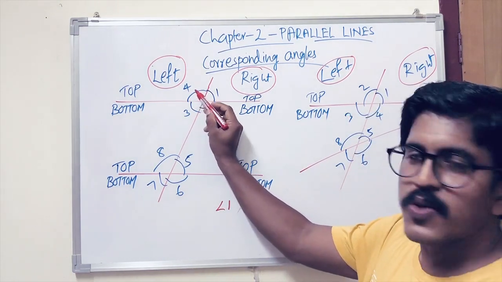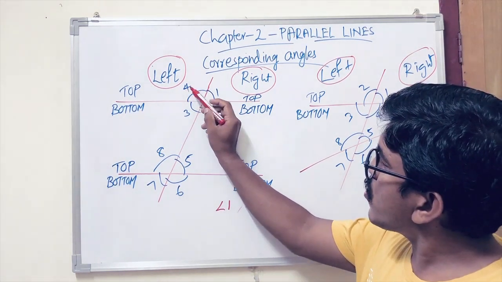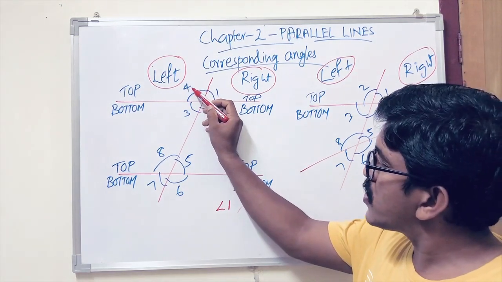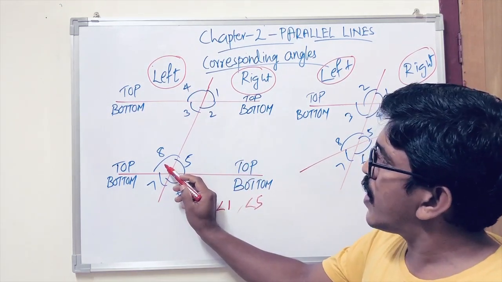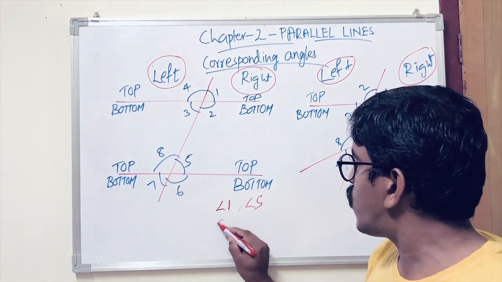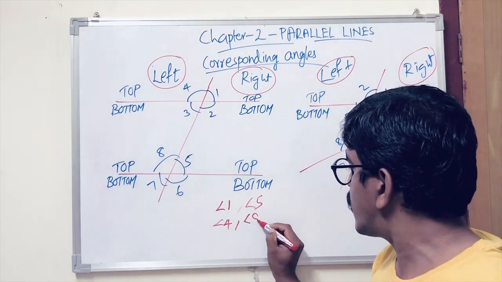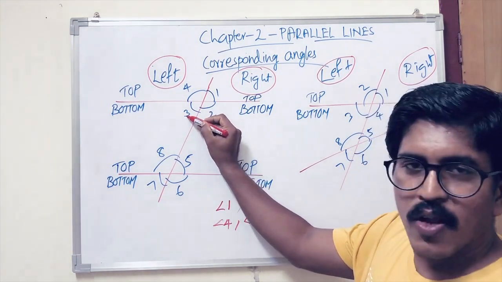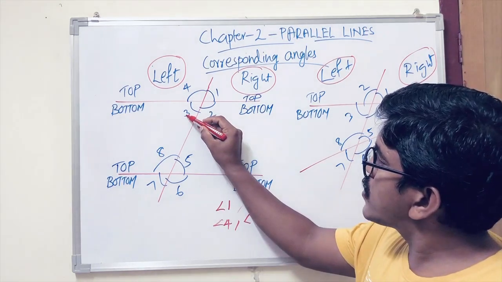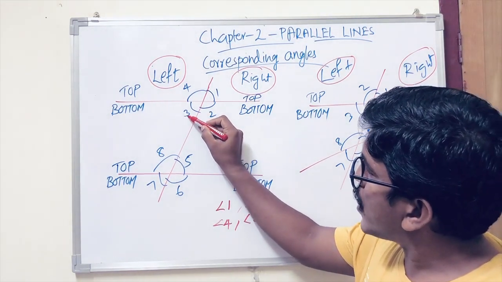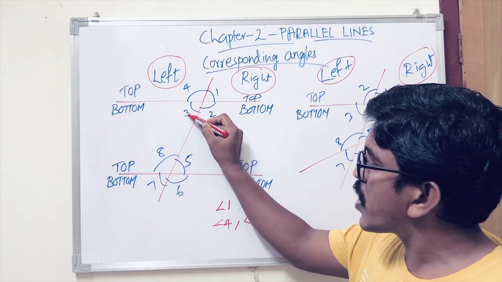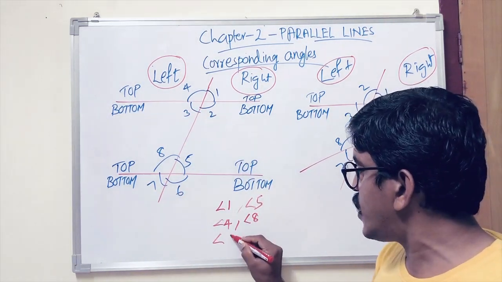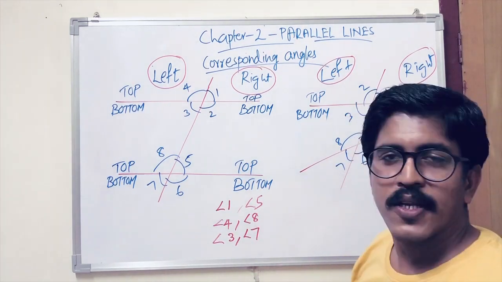Now we can check the corresponding angle of angle 4. The position of angle 4 is left side top. The same position, you can see, angle 8 has, that is left side top. So angle 4 and angle 8 are corresponding angles. Now we can check the corresponding angle of angle 3. The position of angle 3 is left side bottom. The same position, you can see, angle 7 has, that is left side bottom. So angle 3 and angle 7 are corresponding angles.